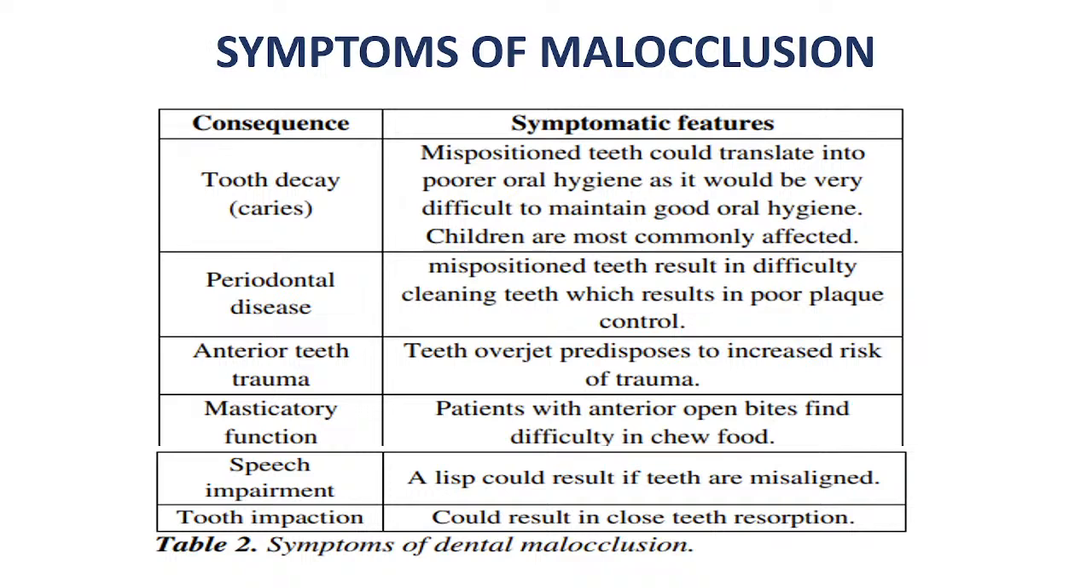If the teeth have increased overjet, we just spoke about overjet. Overjet means the vertical or the horizontal overlap? Horizontal overlap. So teeth with overjet are predisposed to the risk of trauma. If your front teeth are more ahead and if you fall, they may just crack. If there is an anterior open bite, then you have masticatory problems. If the teeth are not in proper position, then you have speech issues.